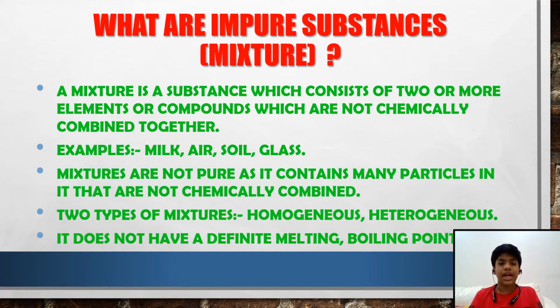The next question comes that what are impure substances? It is a substance which consists of two or more elements or compounds which are not chemically combined together. There are two types of mixtures, heterogeneous and homogeneous. They do not have a definite melting or boiling point.